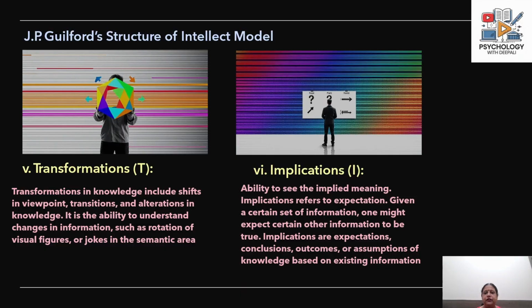Then we have the fifth product, which is transformations. Transformation in knowledge includes shifts or modifications in the viewpoint or any kind of transition or any kind of alteration in knowledge. It is the ability to understand any change in information, let's say rotation of visual figures or jokes in the semantic area.